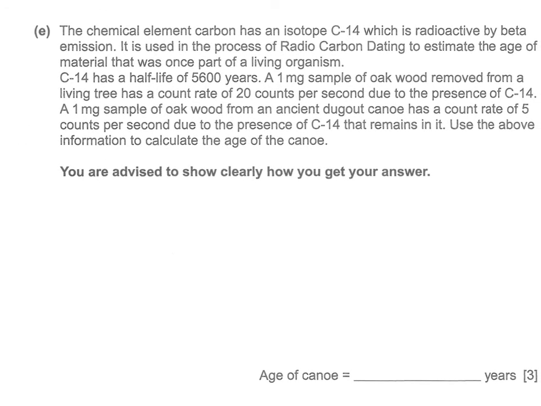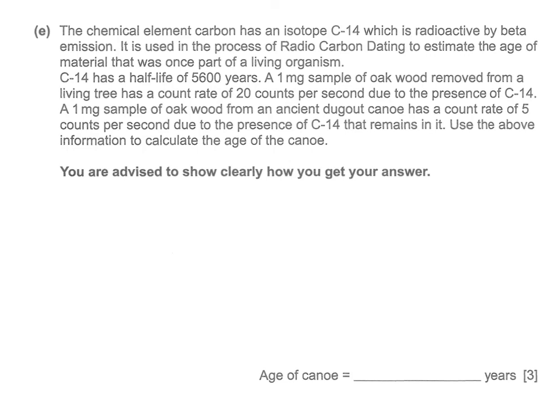Part E, the chemical element carbon has an isotope C14, which is radioactive by beta emission. It is used in the process of radiocarbon dating to estimate the age of material that was once part of a living organism. C14 has a half-life of 5,600 years, and a 1 milligram sample of oak wood removed from a living tree has a count rate of 20, due to the presence of C14, and a 1 milligram sample of oak from an ancient dugout canoe has a count rate of 5 counts per second due to the presence of C14 that remains in it. Use the above information to calculate the age of the canoe.